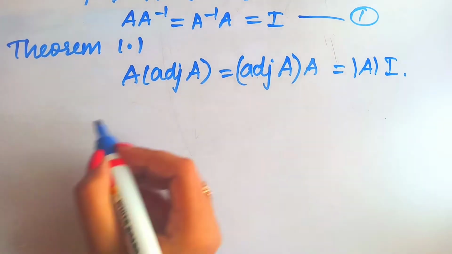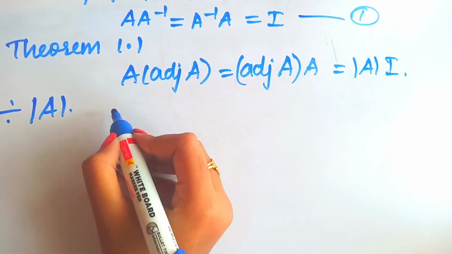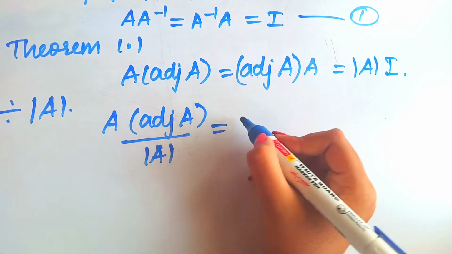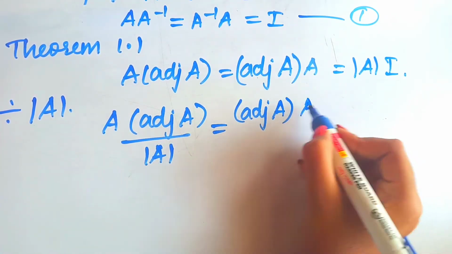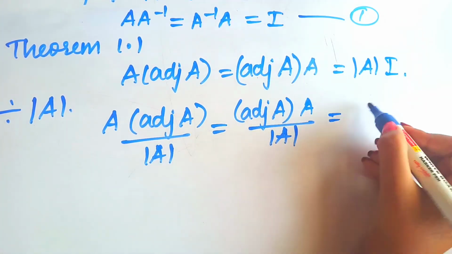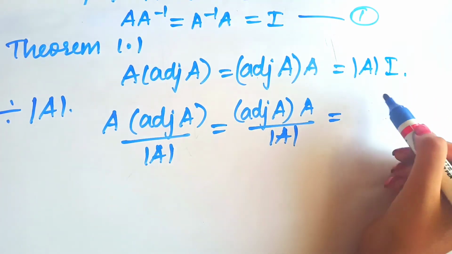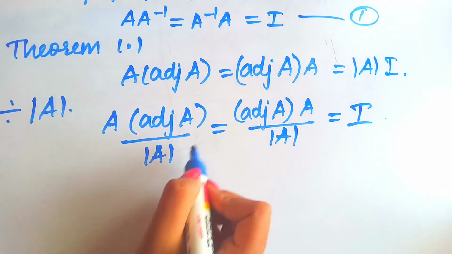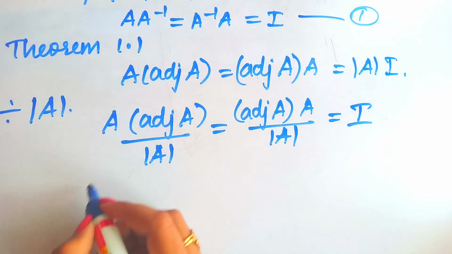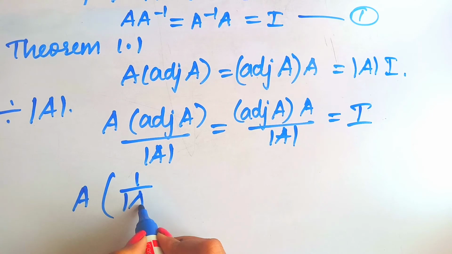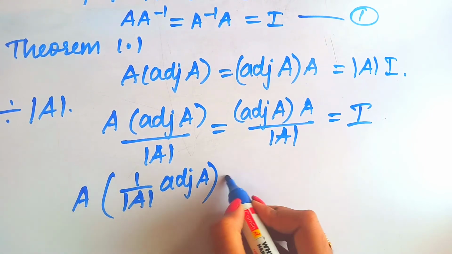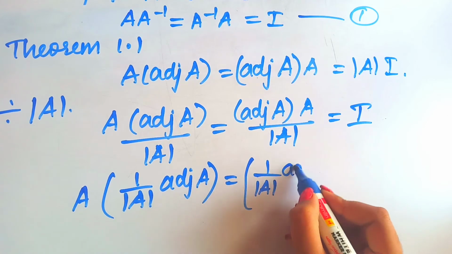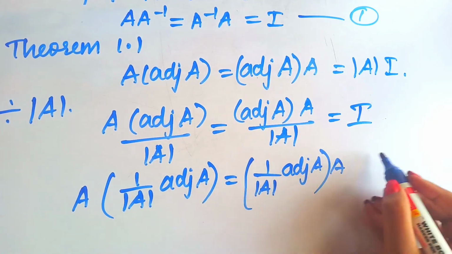So we divide by determinant of A, then we get A into adjoint A divided by determinant of A, which is equal to adjoint A into A divided by determinant of A, which is equal to I determinant of A divided by determinant of A. It gets cancelled, so we get only I. Now let's write this in a proper manner. Let's take A here, so we get 1 divided by determinant of A adjoint A, and similarly let's take A out there, so we get 1 divided by determinant of A adjoint A, with this A taken outside, which is equal to I.